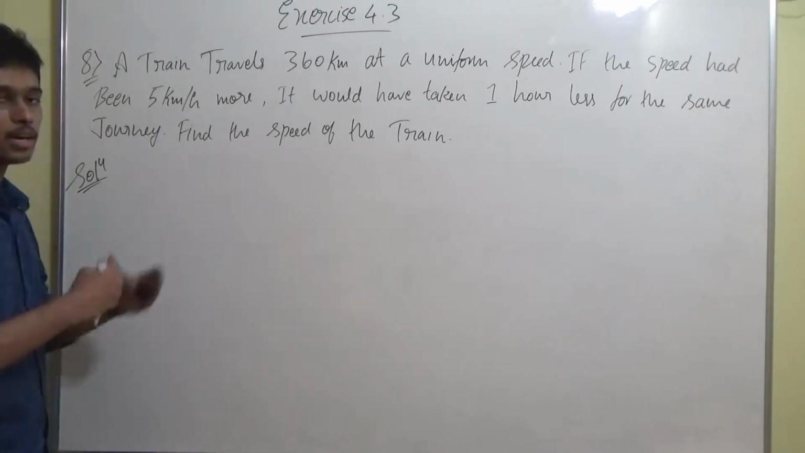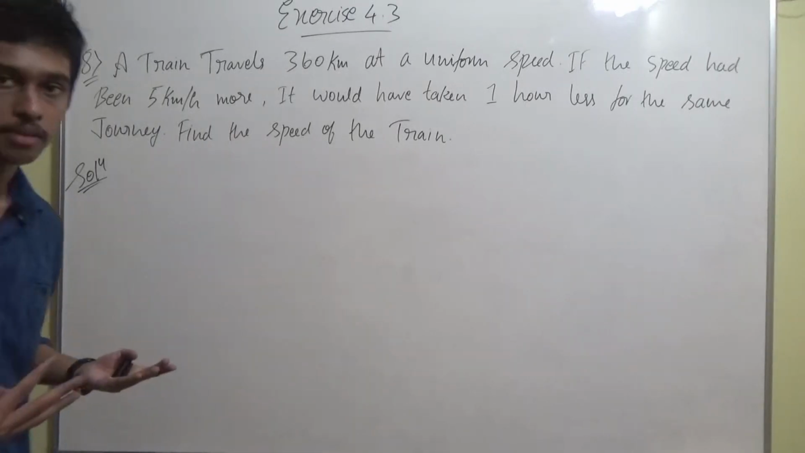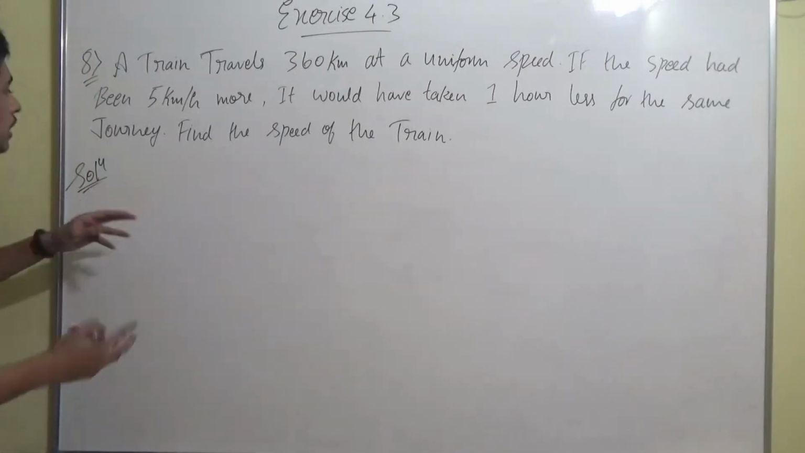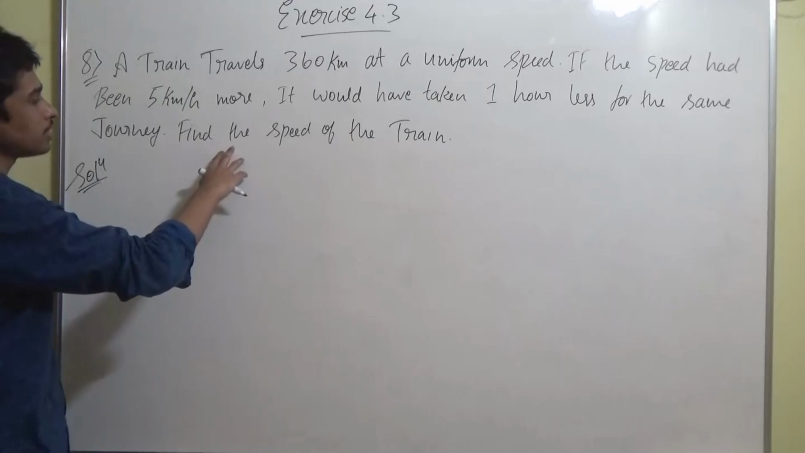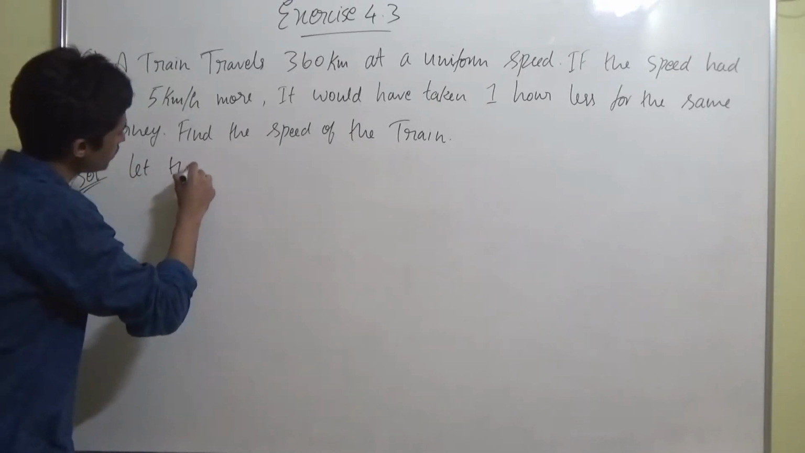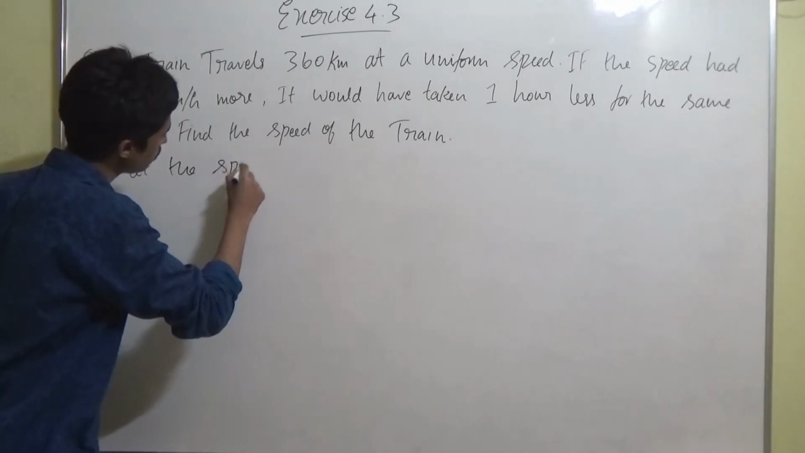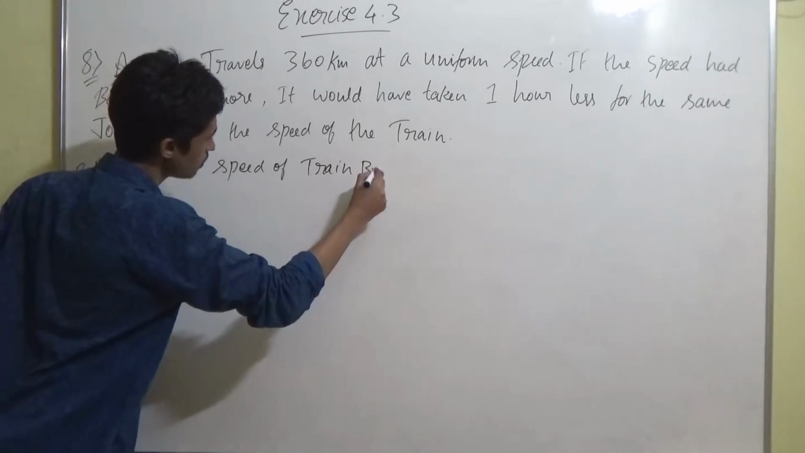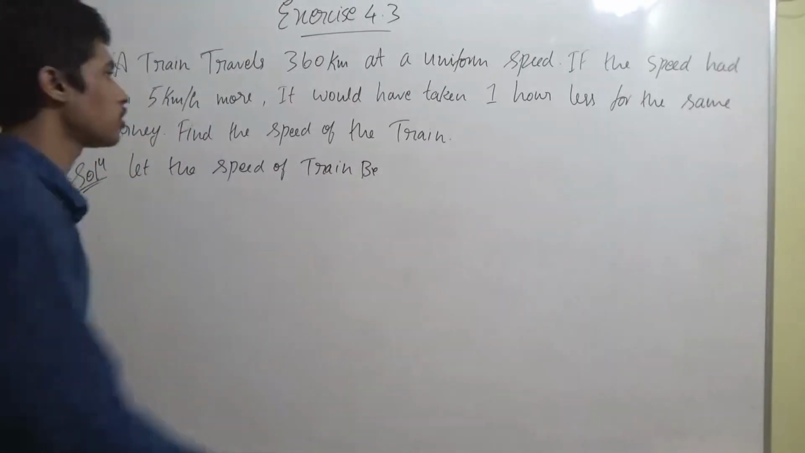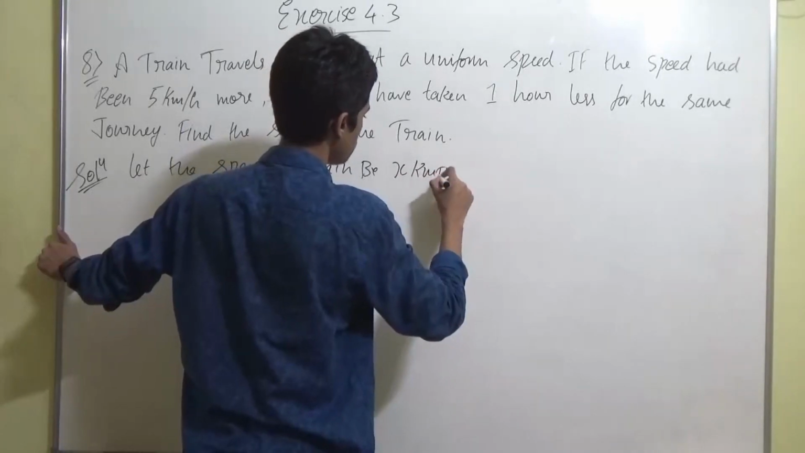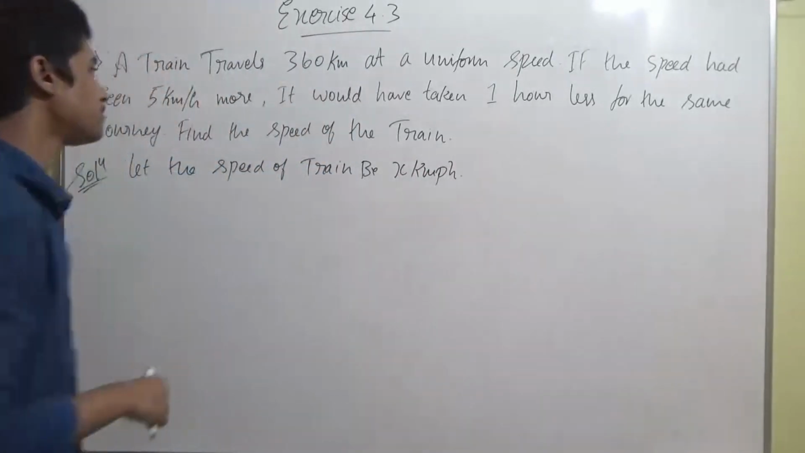At last what do we find, guys? We find the value of the variable. So what should it be equal to? It should be what they have asked in the question. So we are going to let the speed of the train be equal to x. Let the speed of the train be x kilometers per hour, because they are given in hours, right? X kilometers per hour. Done.